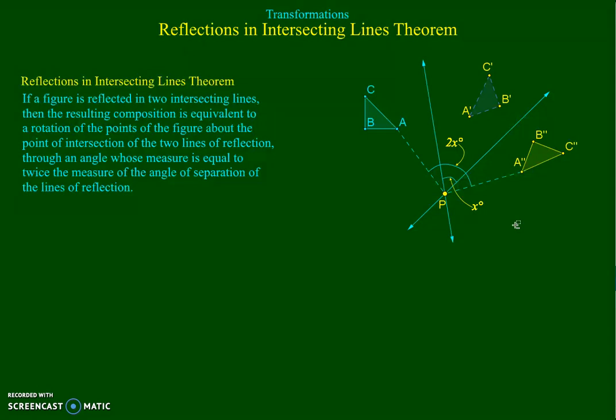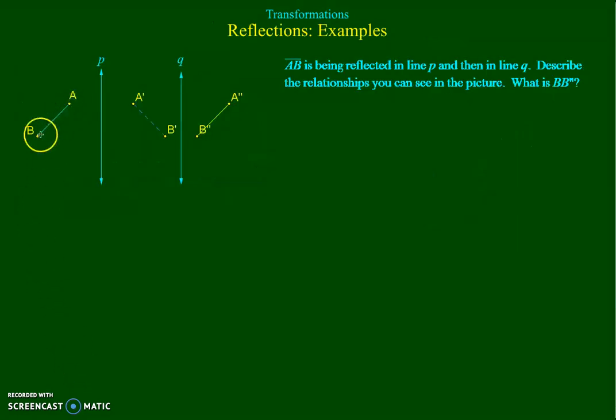So let's look at the first example. In this example, we know that segment AB is being reflected across line P and then reflected across line Q. P and Q are parallel, and we want to determine what we know from this picture. So first thing I'm going to do is draw in the segment A double prime, and I'm going to label this intersection point R and this one S. First thing we know, definition of a reflection, is that AR is congruent to A prime R. And we know that A prime S is congruent to A double prime S. So those are the first couple of things that we know.